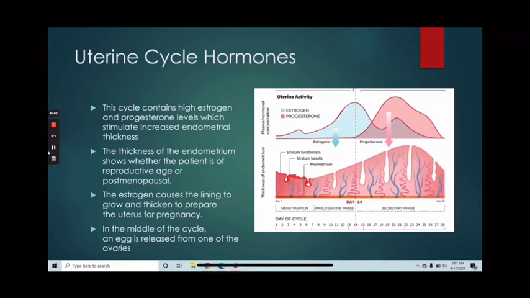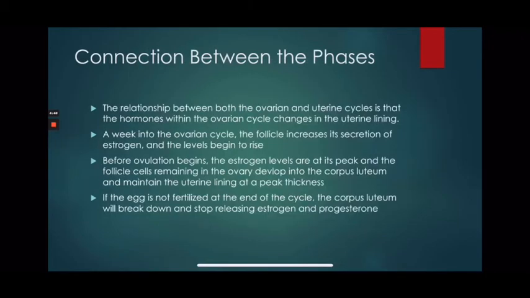Because of the hormone estrogen, the lining grows and thickens, preparing the uterus for pregnancy. In the middle of the cycle, an egg is released from one of the ovaries. This process is called ovulation. The connection between the ovarian and uterine cycle is that the hormones within the ovarian cycle change the uterine lining.